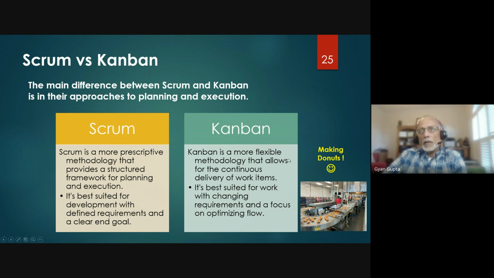So I wanted you to pay attention to this picture on the right side, making the donuts. Probably you all are too young to know that there used to be a commercial from, I think, Dunkin' Donuts. This guy gets up in the morning and says, "I got to make the donuts. I got to make the donuts." Do you remember that, David?